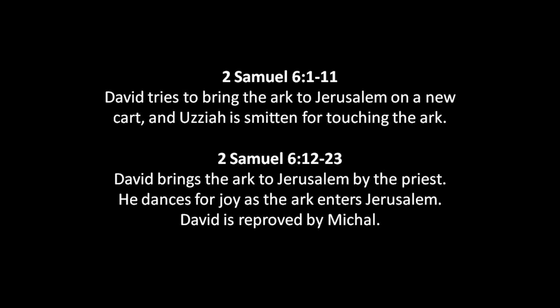And so 2 Samuel 6 verses 12 through 23, he's going to bring the ark up the way God said to do it. And he brought it up by using the priests. They made sacrifices along the way. And on the way in, he was so joyful, he danced for joy as the ark entered Jerusalem. And Michal, his wife, looked out a window and saw him, and she didn't like the way he was behaving and rebuked him. And David had words with her, and it just destroyed that relationship he had with Saul's daughter, his wife there.